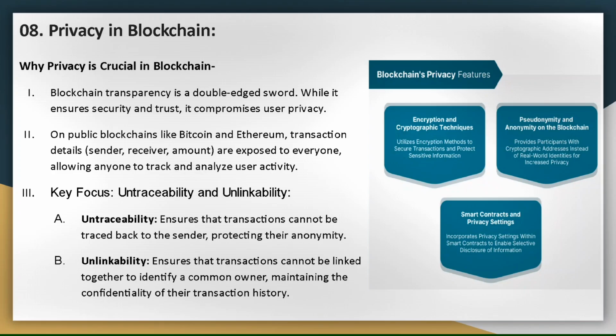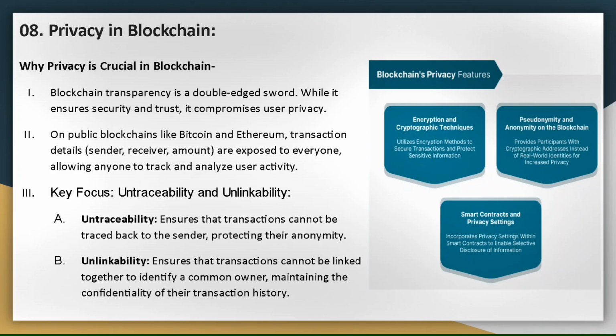Blockchain can provide these privacy features using encryption and cryptography. Encryption secures transactions and protects sensitive information. It provides participants with cryptographic addresses instead of real-world identities for increased privacy, so it doesn't actually expose real-world identities.